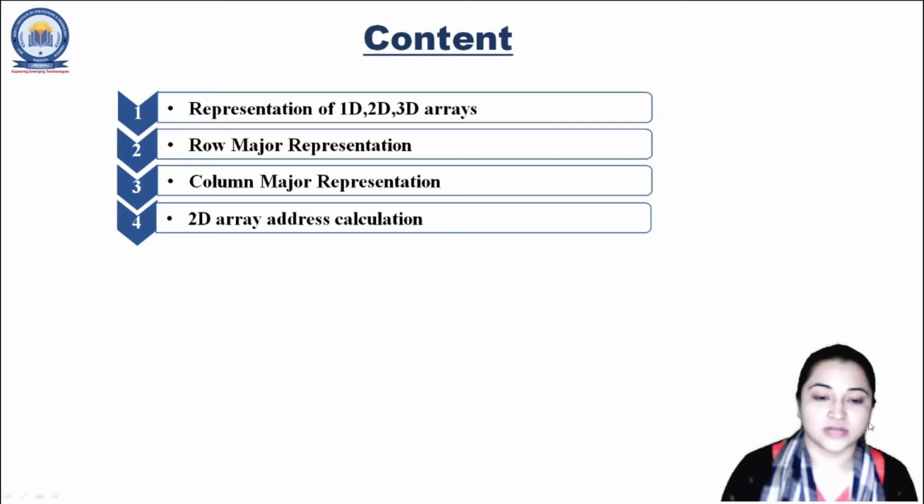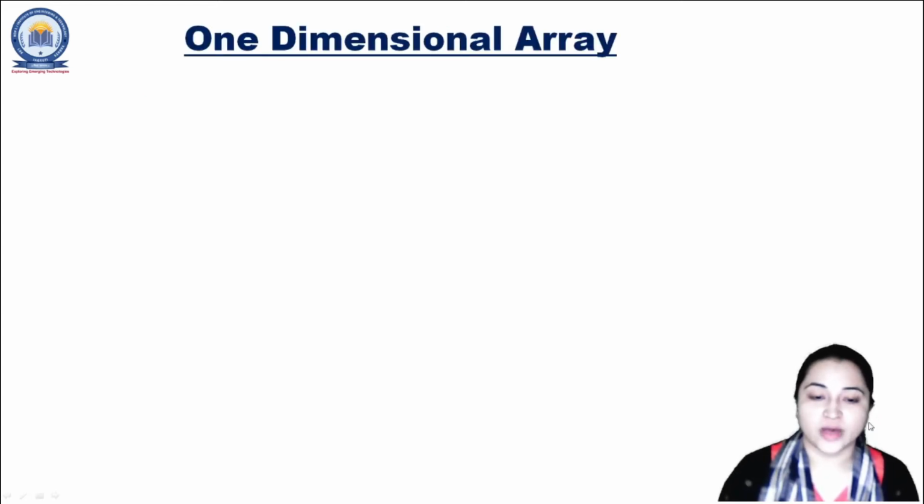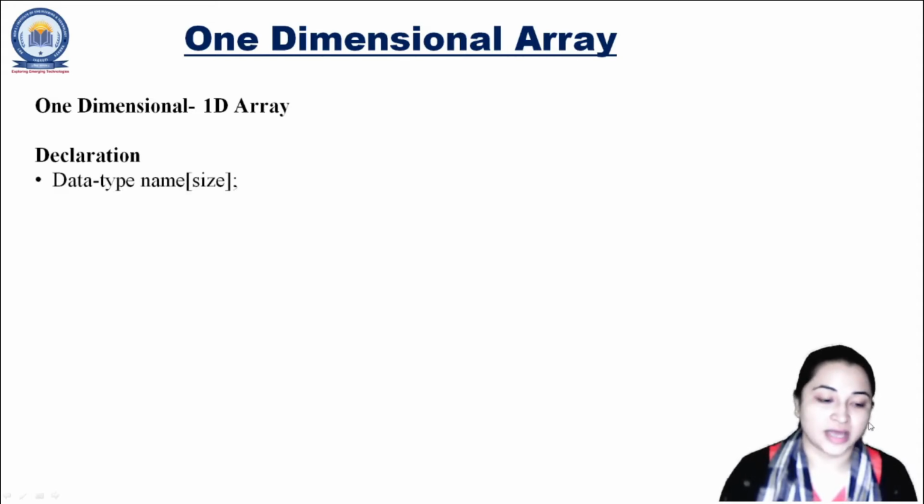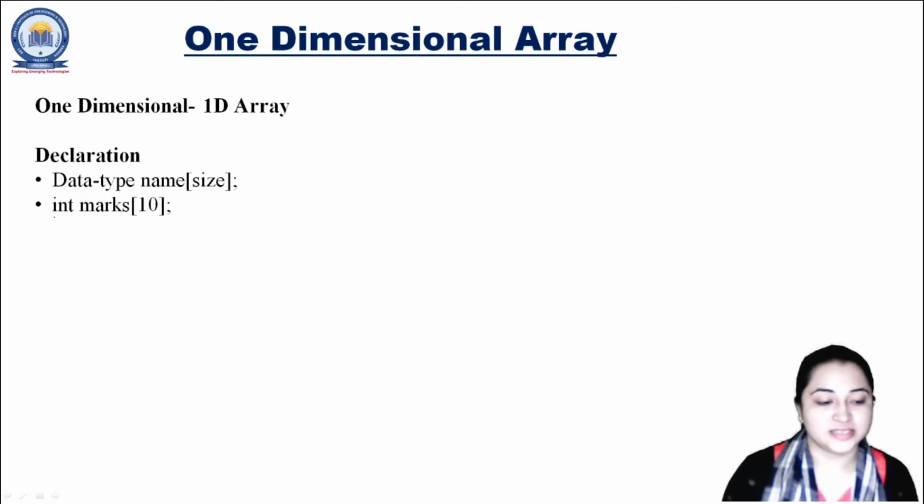So let us now see one-dimensional array. As we know, array is a linear data structure that stores data elements in sequential manner. Fine. So let us see one-dimensional array. How do we declare one-dimensional array? We declare one-dimensional array as data type, array name, and size of the array. For example, let's say we want to store 10 integer numbers. Then data type would be integer. Array name is marks, which stores 10 elements in the array.